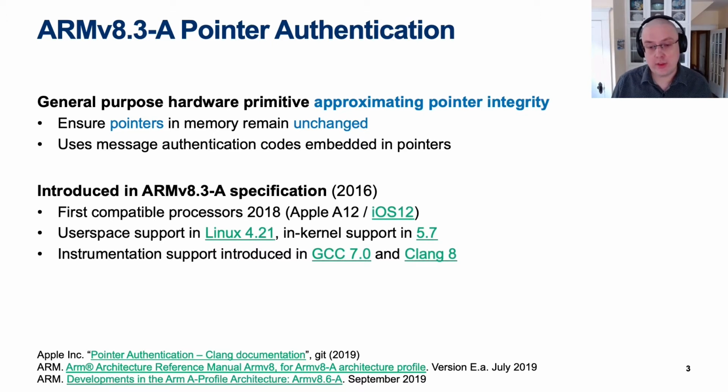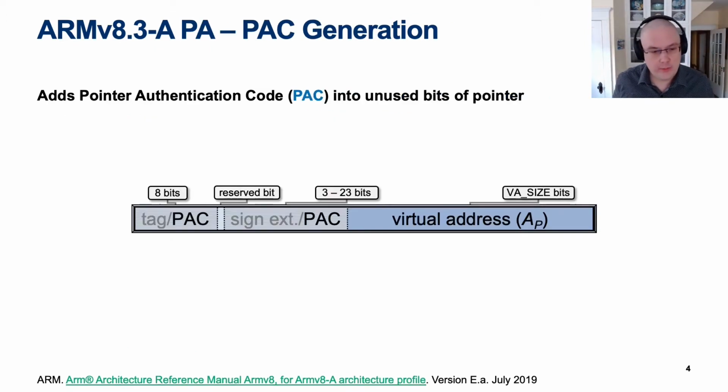This was introduced in the ARMv8.3-A specification. It's currently used by recent Apple devices. Support on the software side is also already available in Linux and in the GCC and Clang compilers. The PAC itself is stored in the pointer itself. You might ask how this is done. This is possible because the address of a pointer is typically less than the 64 bits that the pointer occupies. On a typical Ubuntu ARM installation, that might leave 16 bits for storing the pointer authentication code.